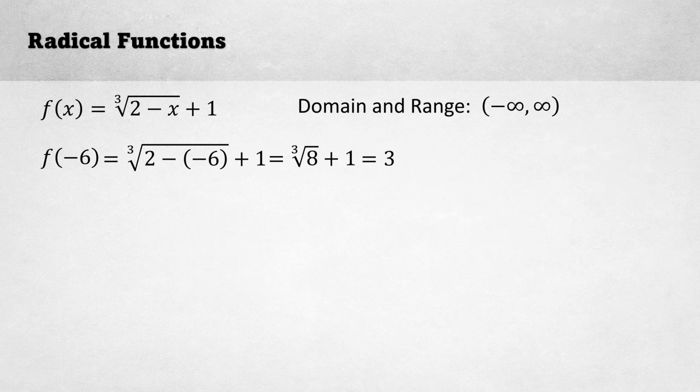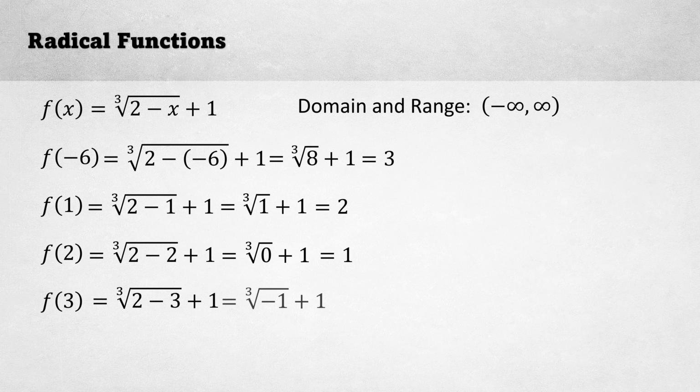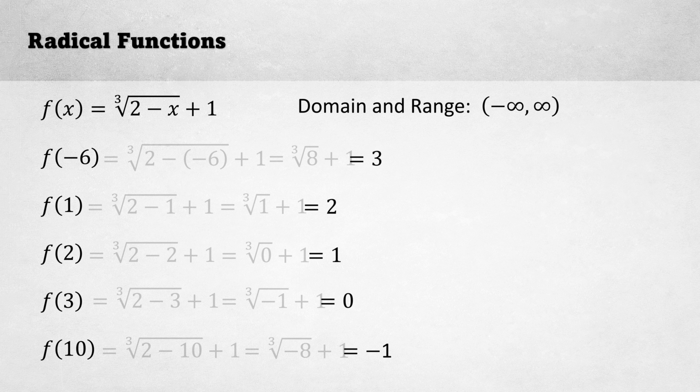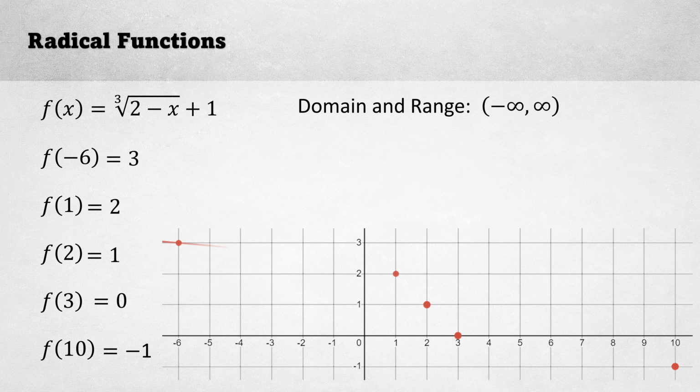We chose a number to get a cube root of 8. Now we choose a number to get a cube root of 1. If we choose 1, the radicand becomes 1, so we evaluate f of 1. If we choose 2, the radicand becomes 0, which has a perfect cube root, so we evaluate f of 2. And we get perfect cube roots when x equals 3 or 10. So we evaluate f of 3 and f of 10. We then use these points to graph the function. We plot the points and draw a curve through the points.